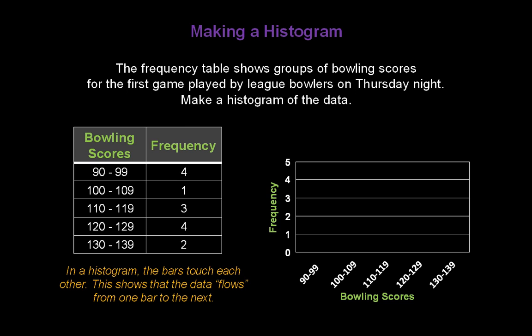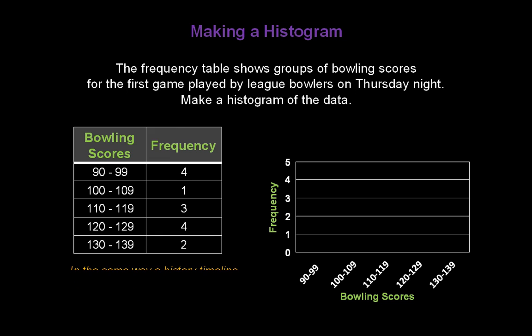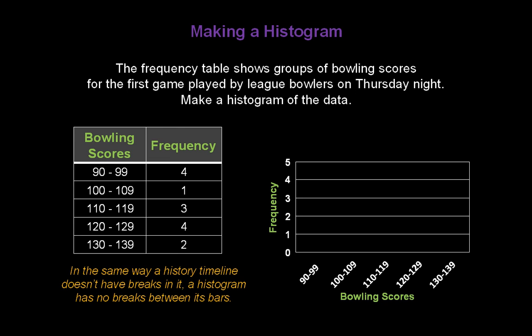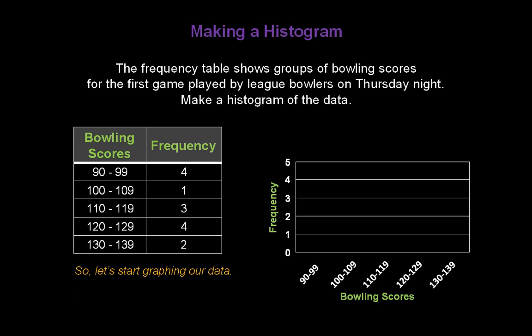The third row picks up at 110. So it just flows from one bar to the next. That's why they're touching. In the same way a history timeline doesn't have breaks in it, your histogram bars should have no breaks in them. So let's go ahead and start graphing our data.